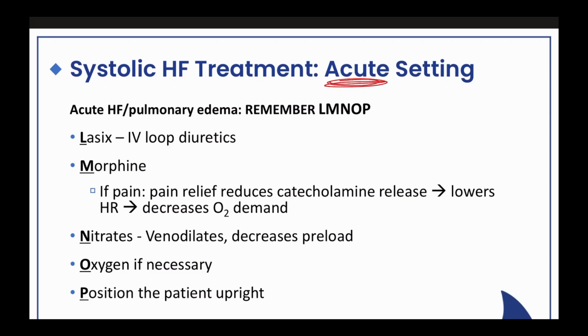So remember LMNOP. L, Lasix, IV loop diuretics first. We got to get this fluid off of them. Lasix works fast. So that's one thing we give. Morphine, if they have pain. Remember, when they go into heart failure, they're going to have a ton of catecholamines being released. That lowers the heart rate, which decreases oxygen demand.